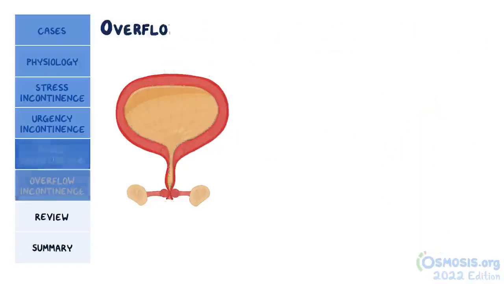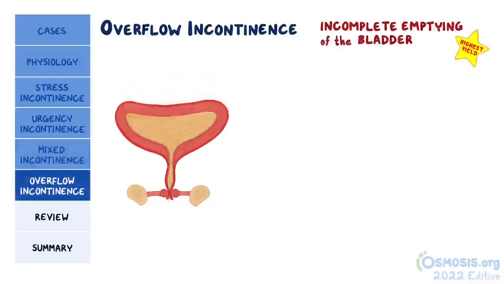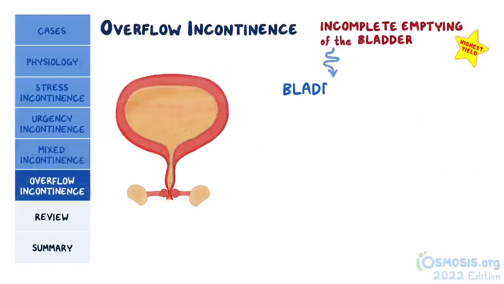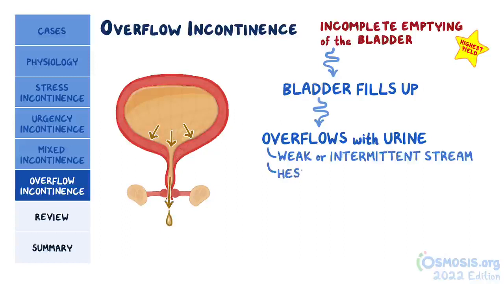Finally, there's overflow incontinence, which is typically caused by incomplete emptying of the bladder. When the bladder doesn't empty completely, it fills up and overflows with urine, leading to incontinence. Typically, this results in a weak or intermittent urinary stream or hesitancy, where it takes a while for the urine to get flowing because of a blockage in the path.